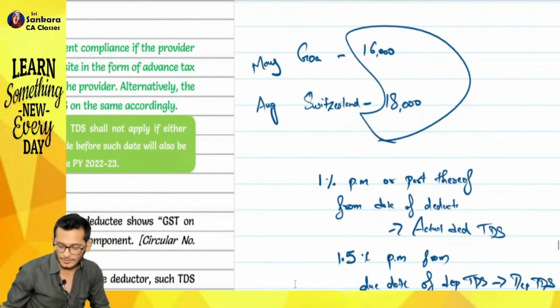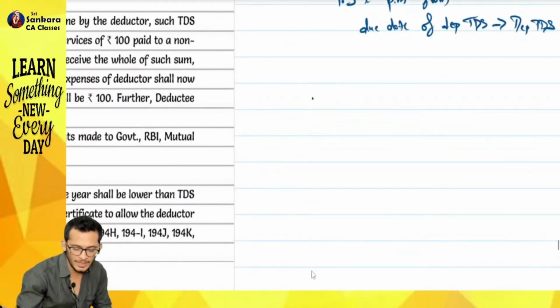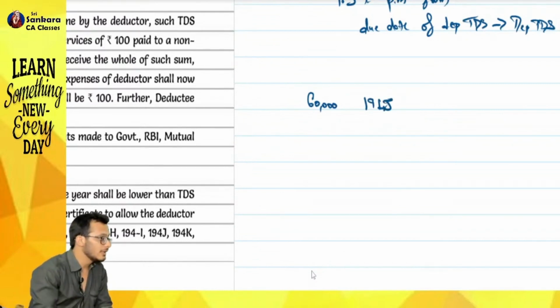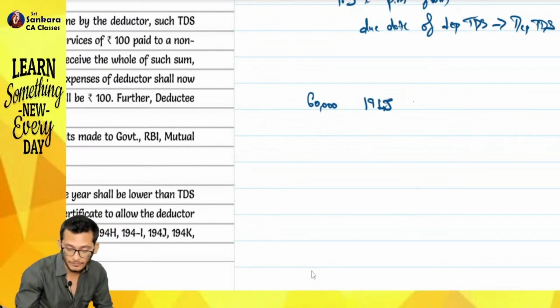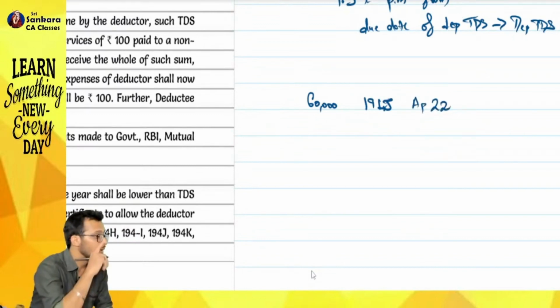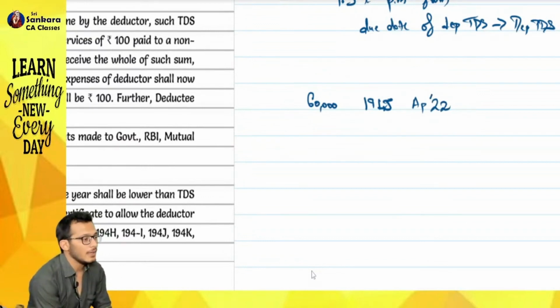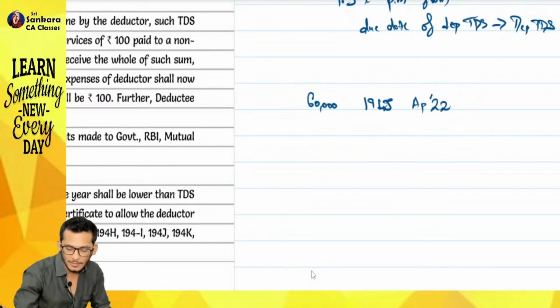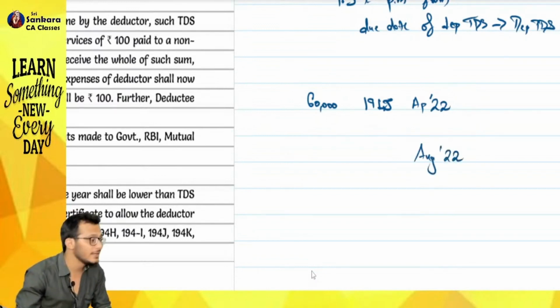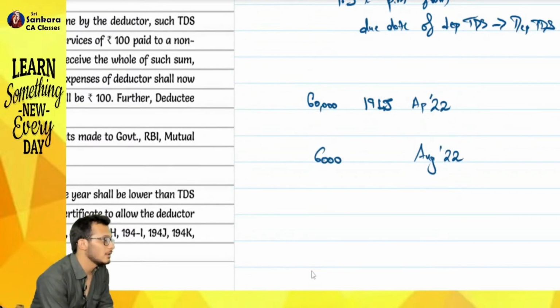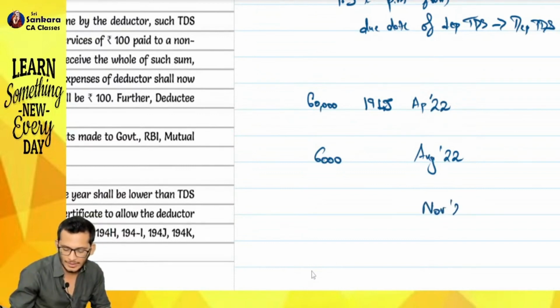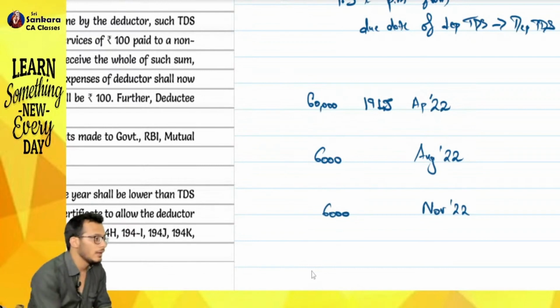Clear? Yes. Question. I have made a payment of 60,000 rupees under 194J in the month of April 22. On this payment, I forgot to do TDS. Suddenly, I realized in the month of August, and I deducted the 6,000 rupees. I deposited it in November 22. Calculate the interest.